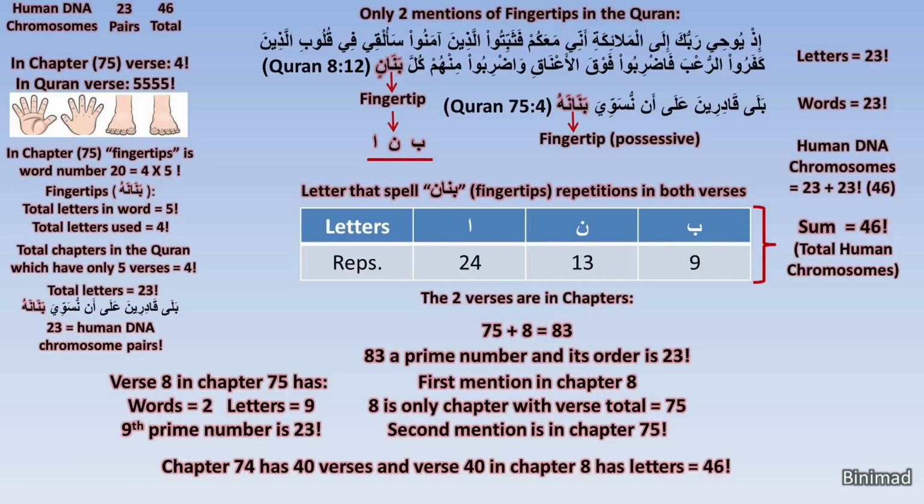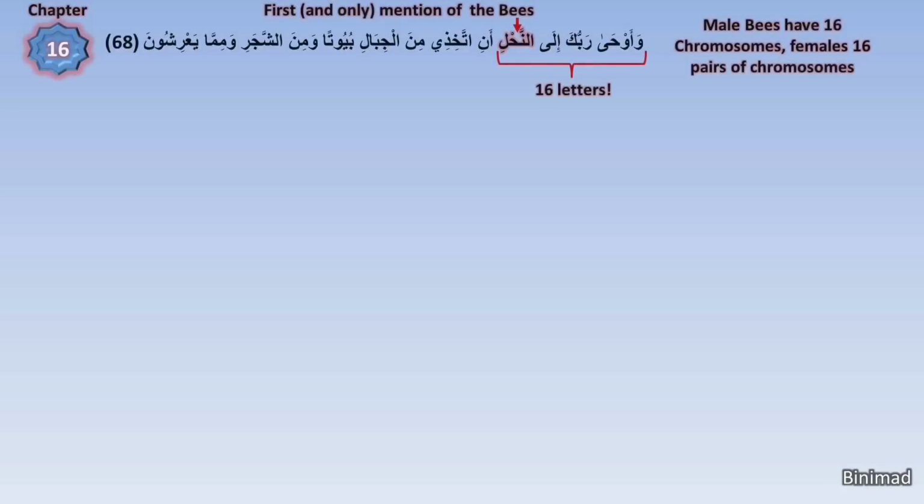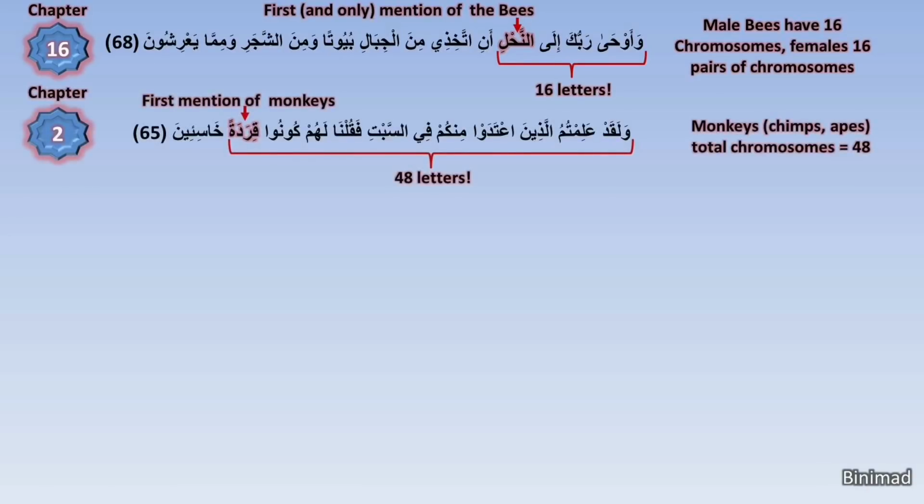And as a bonus, I'll add these quick, amazing points. In episode 8, we saw that the first and only mention of bees was not only in chapter 16, but from the start of its verse up to and including the word "bees" are exactly 16 letters, and male bees have 16 chromosomes and females 16 pairs. Now think about this. The first mention of monkeys came in this verse, and the number of letters from the start of the verse up to and including the word "monkeys" is 48, which shockingly is the number of chromosomes in monkeys, i.e. chimps and apes. This of course is absolutely stunning.